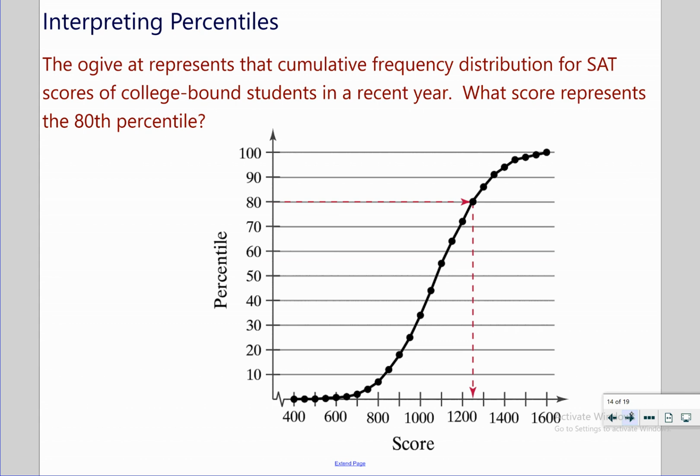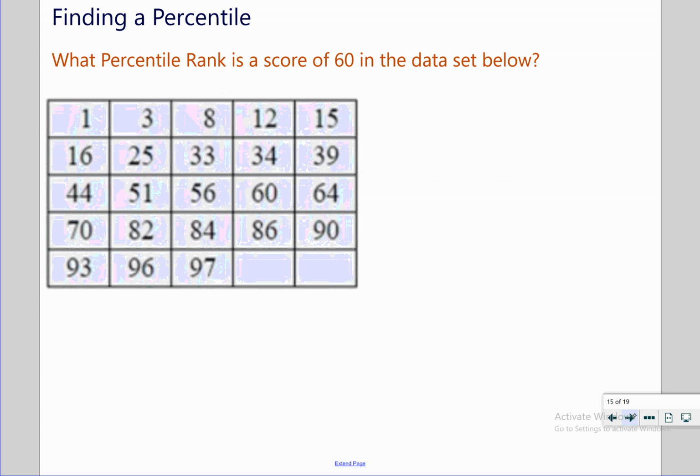If I wanted to find the score that's associated with the, I don't know, 40th percentile, I would go over until I hit my graph, go down, maybe somewhere between 1,000 and 1,100, okay, depending on how accurate I wanted to get with that. So that's more just reading a graph if you see percentiles. Calculating percentiles, I think you guys have this one now, okay?